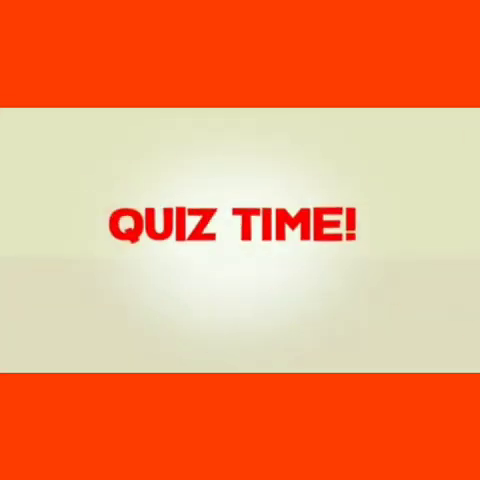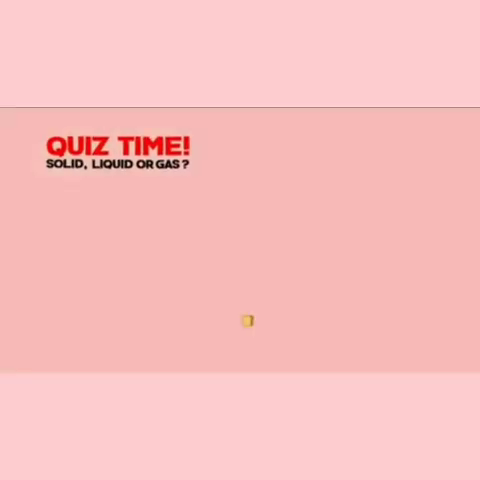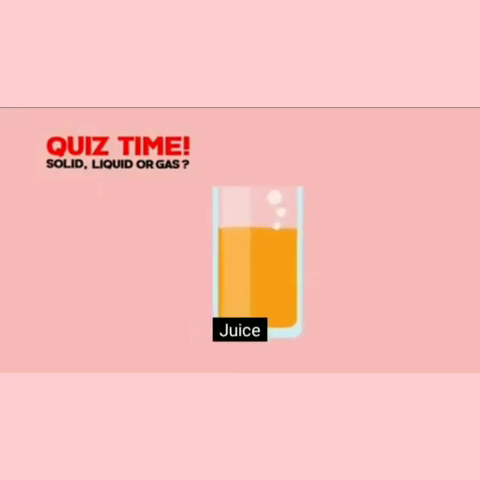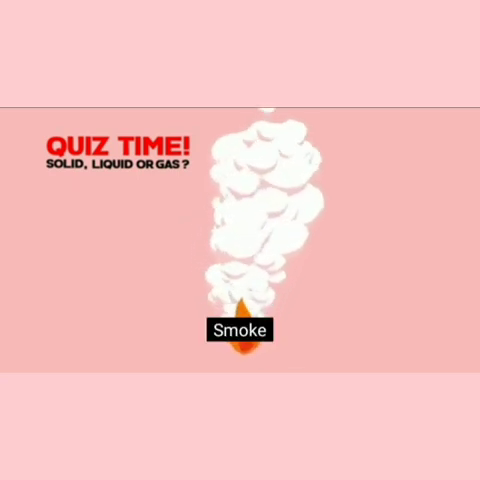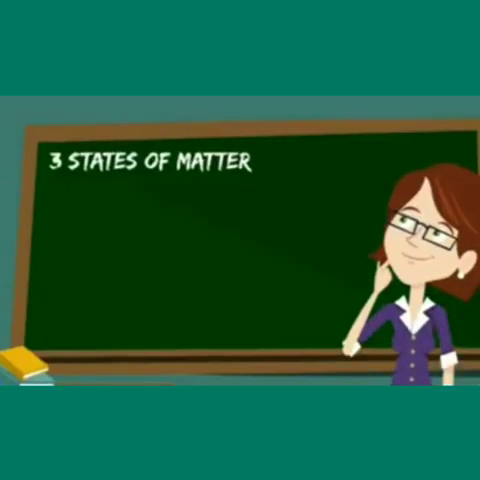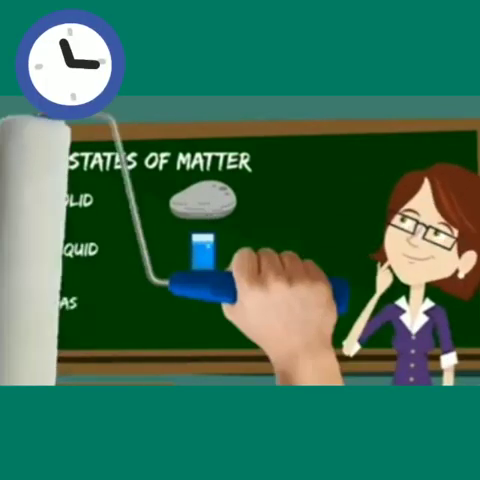Now, it's time for a quiz. It's quiz time. Can you tell if these objects are solid, liquid, or gas? Look at the objects. First is a sandwich. Second is juice. Third is a pencil. Fourth is smoke. And the fifth is coffee. Hurry up, children. Think and answer whether the objects are solid, liquid or gas.